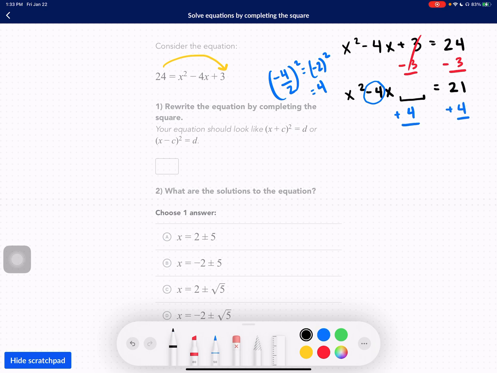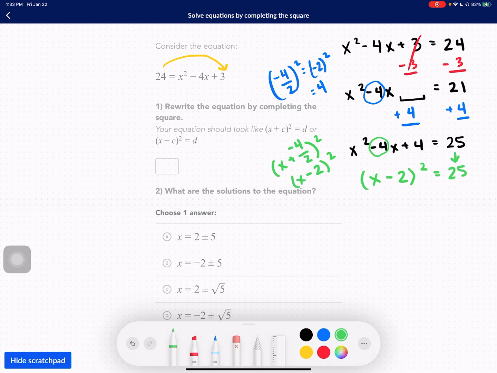Now we have x squared minus 4x plus 4 equals 25. That's nice, that's a perfect square. Now we have to rewrite this in perfect square form. In order to do this, it's always going to be x plus your b over 2, squared. We know our b is negative 4 in this problem, and negative 4 divided by 2 is negative 2. So this one is going to be x minus 2 squared equals 25. I just bring that down. Now this is in the form that they want you to type into that box.